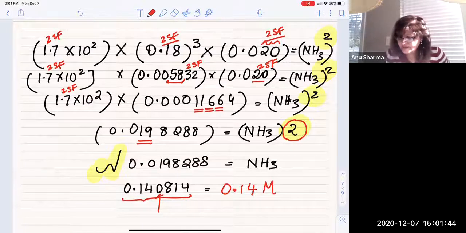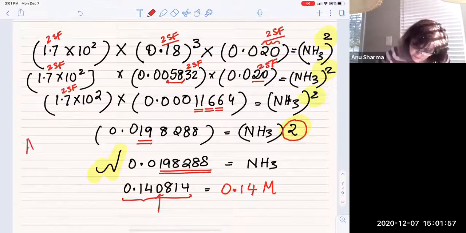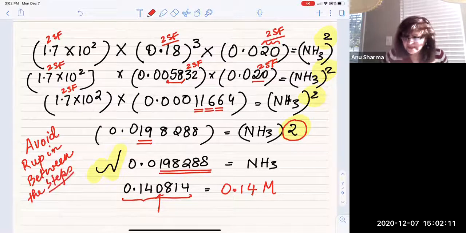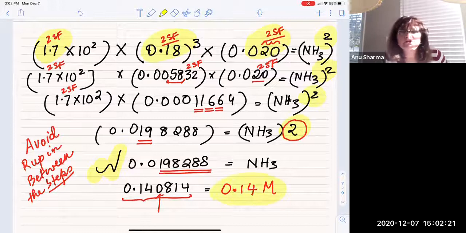So again, like I'm saying, if we start bringing in the significant figure rules in between here, then this would be 0.020, so to avoid that, I'm going to say avoid rounding up in between the steps. Just keep this for the final answer. This was your initial. So initially we started off with two significant figures, therefore your final answer should also be two significant figures.